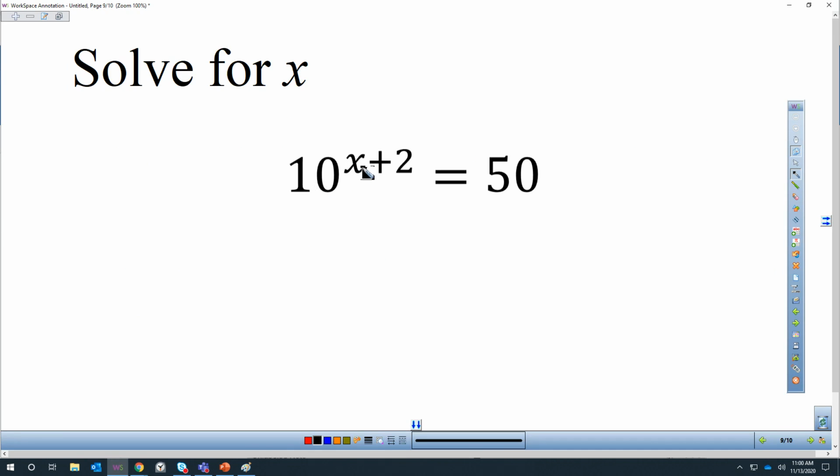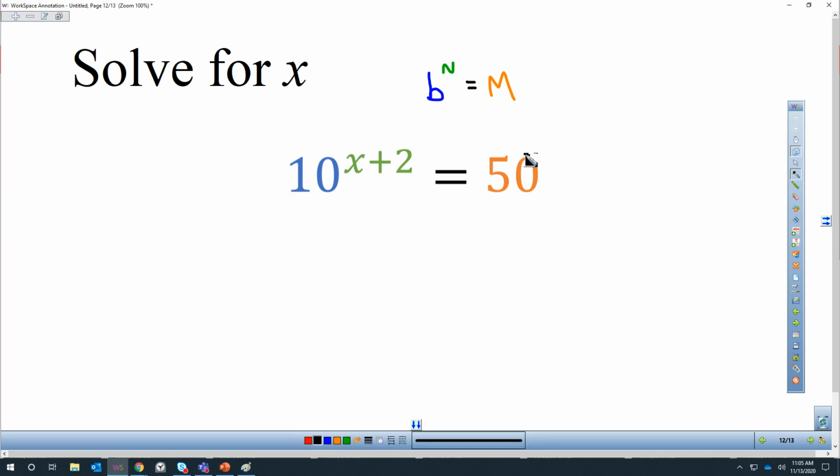So we have 10 to the x plus 2 equals 50. Now it's already written in the form of something like b to the n equals m. Let's highlight these so we can see. So we have b here, which is like our 10. And then we've got our n, which in this case is x plus 2. So that's a little weird, right? It's not just one thing, but an entire expression. And then we have our m, which is going to be our 50.